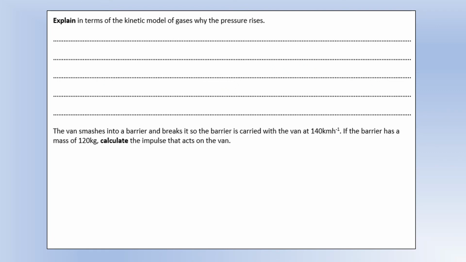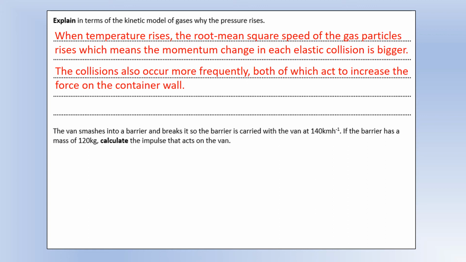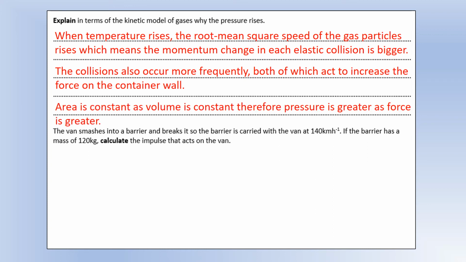So explain in terms of the kinetic model of gases why the pressure rises. So all that's changed is the temperature has gone up. Okay, so the container is still a fixed volume. So when you raise the temperature, you raise the root mean square speed of gas particles, which means that the momentum change in each elastic collision with the container walls is bigger. And the other thing that happens is because they're traveling faster, you get more collisions per second, or they collide more frequently. And both of those two things act to increase the force on the container wall, essentially just using Newton's second law. So if the area is fixed, if the force is increasing, that would mean the pressure is going to be greater as well.